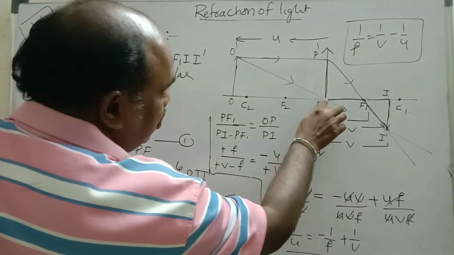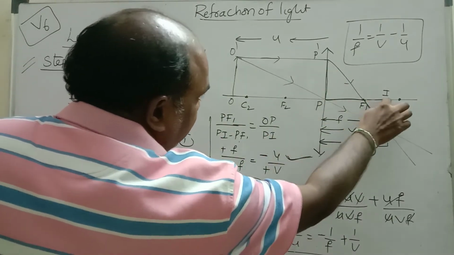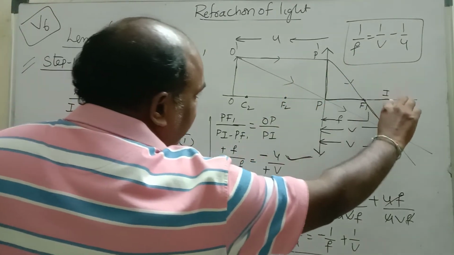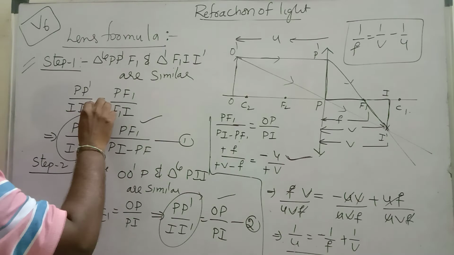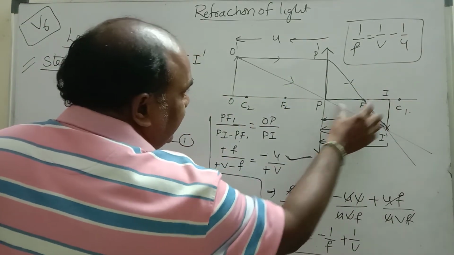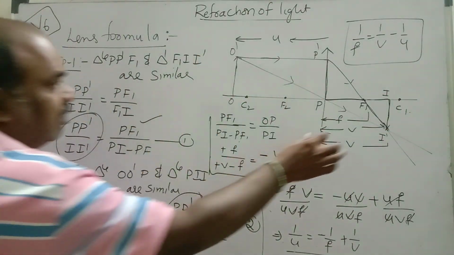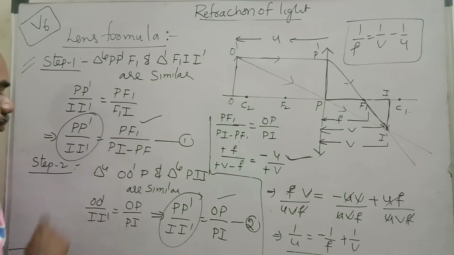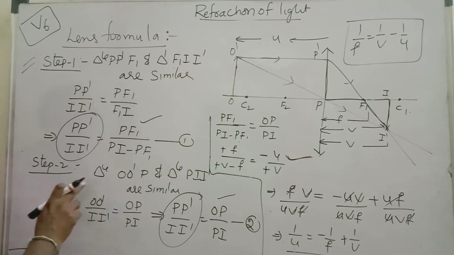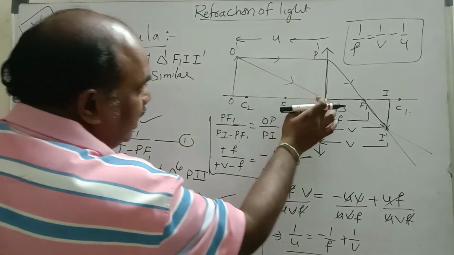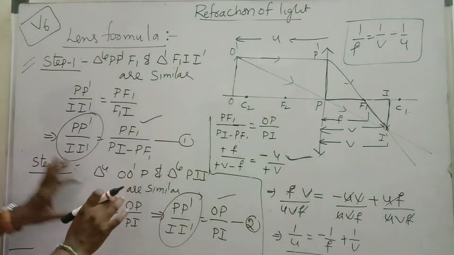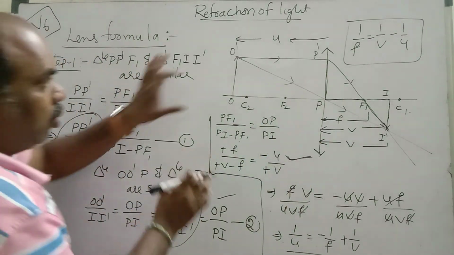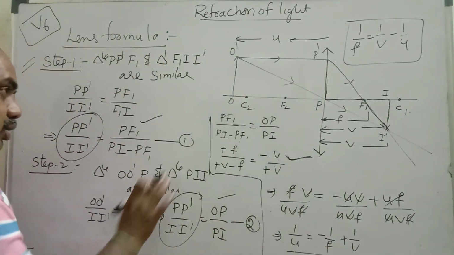First of all, take these two triangles P dash and F1 I dash, which are similar. From similar triangles, height of this triangle by this triangle, P dash by I dash equal to Pf1 by F1I. But F1I we cannot find, so I wrote Pi minus Pf1. Second triangle O dash P by Pi dash. This is O dash by I dash equal to OP by Pi. Now O dash and Pi dash both are parallel.